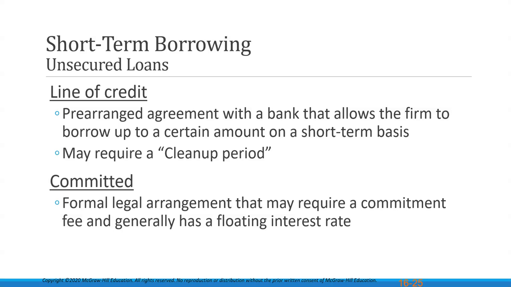We can either use a line of credit, which is a prearranged agreement with the bank that allows us to borrow on a short-term basis. It might require a cleanup period, where we can't take anything for 60 days at the end of the year, just to make sure everything gets paid up before the end of the year. Or we can have a formal legal agreement that requires a commitment fee and has a floating interest rate. With a committed formal legal arrangement, we might have a minimum cash amount that we have to keep in an account in order to take that line of credit.